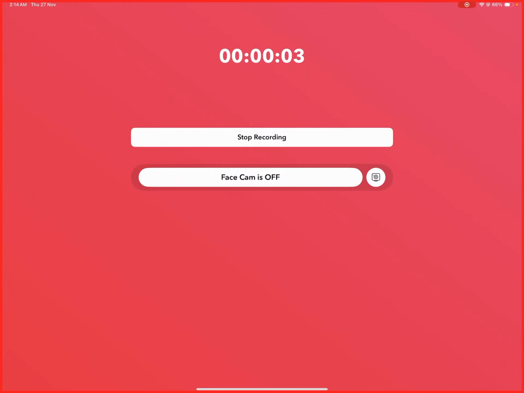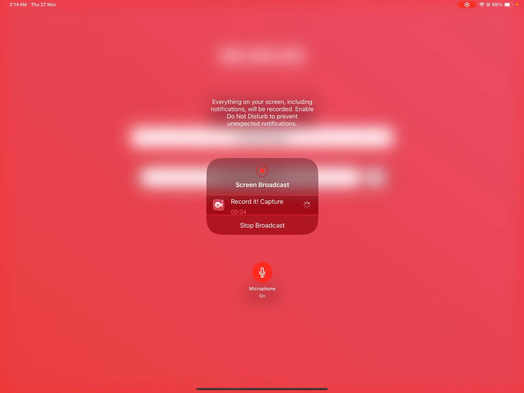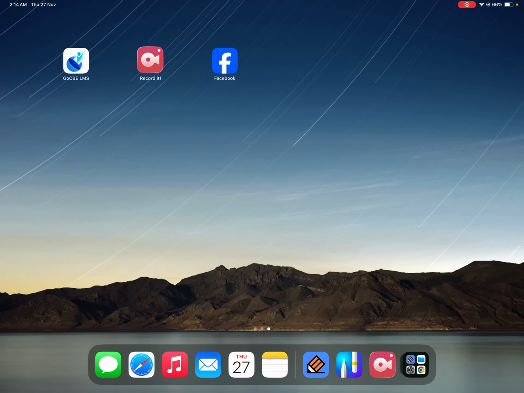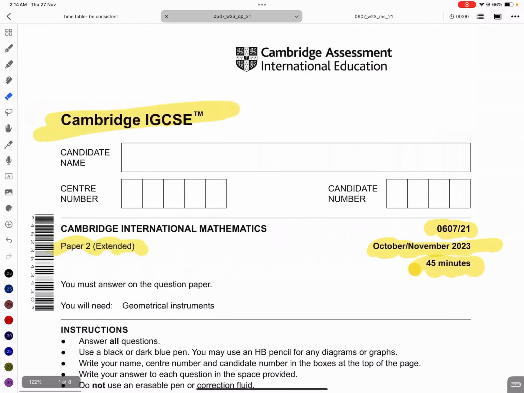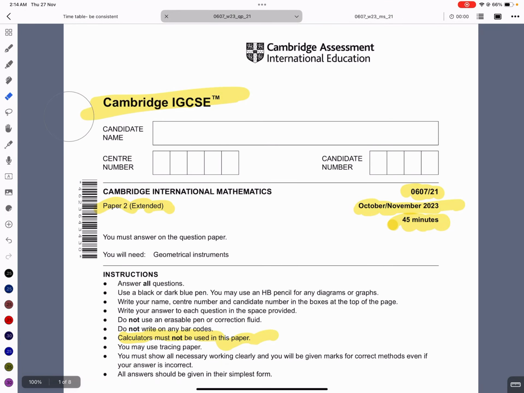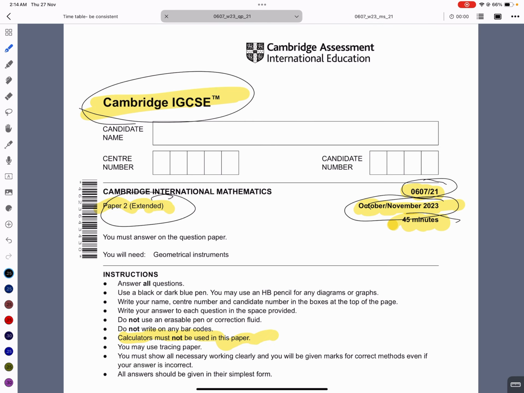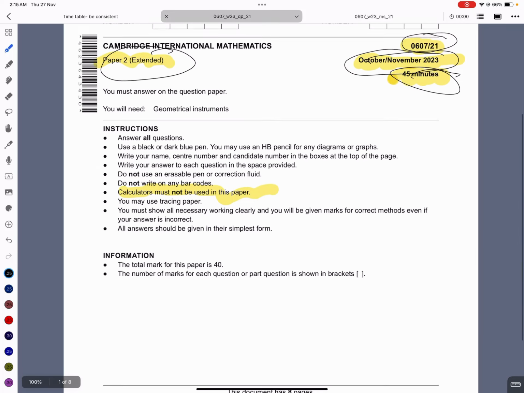Hello guys, and in this video we are going to discuss the Cambridge IGCSE paper. It's paper 2 extended and its code is 060721, the October-November 2023 paper.